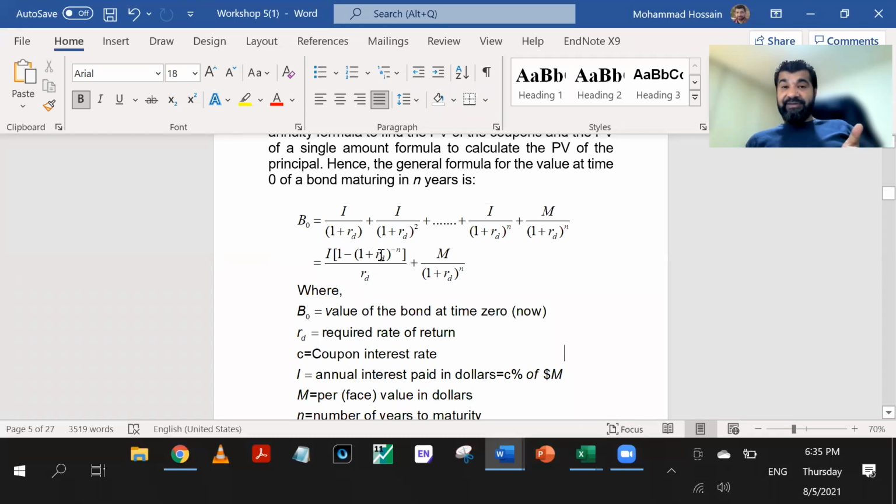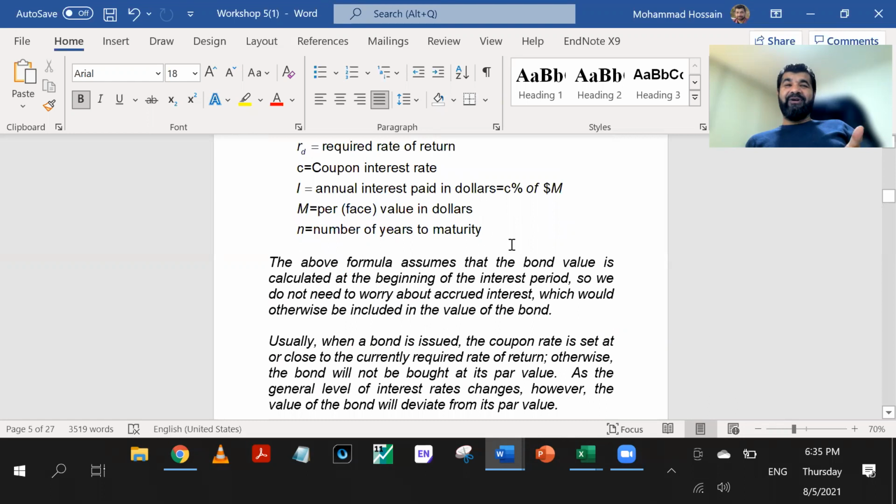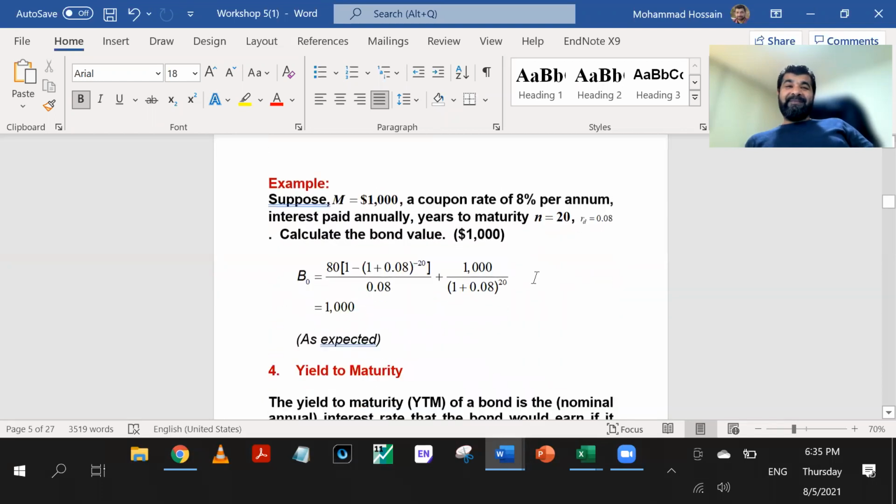RD, that's the interest rate, I mean the coupon rate for these bond issues. Okay, done. And the number of years to maturity, M, par value or face value in dollars. So here you apply this, see how easy it is. Suppose M is this much, a coupon rate of 8% per annum, interest paid annually, years to maturity 20, RD is 0.08, calculate the bond value at 1,000, done.